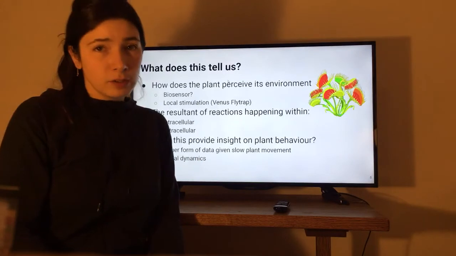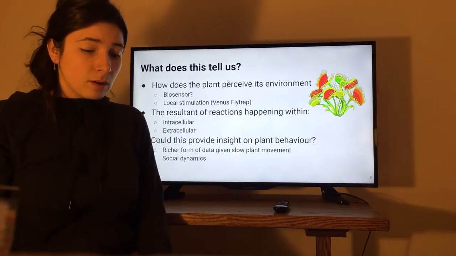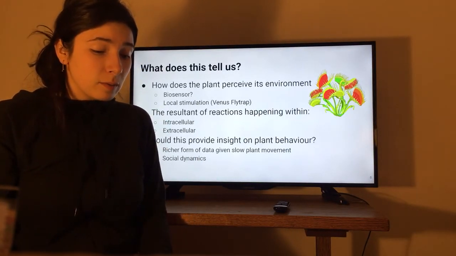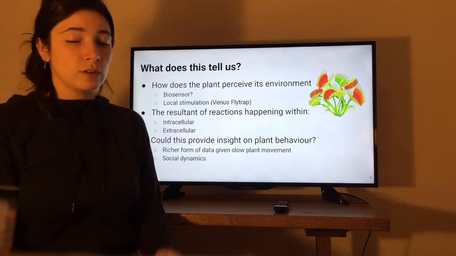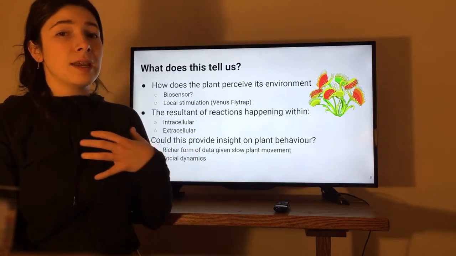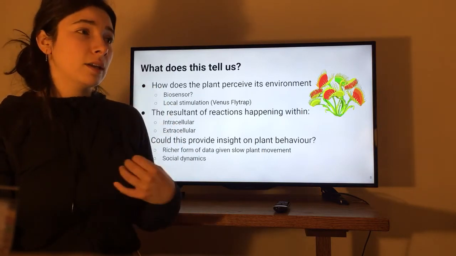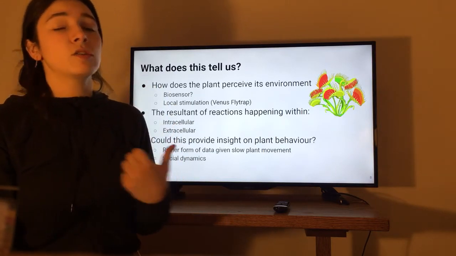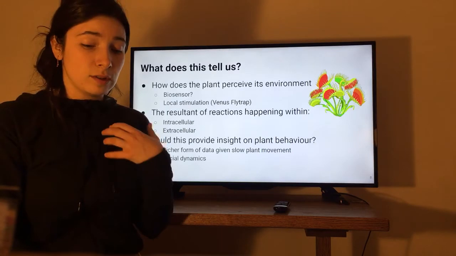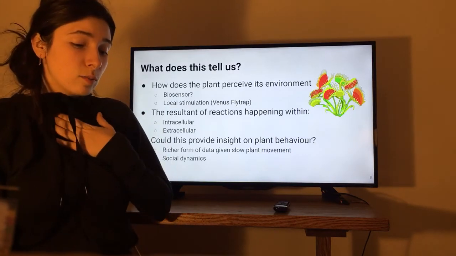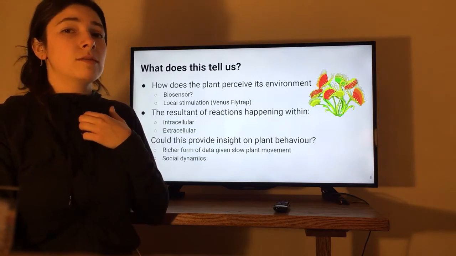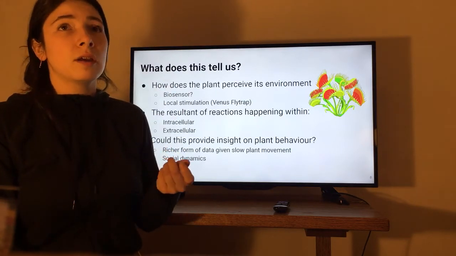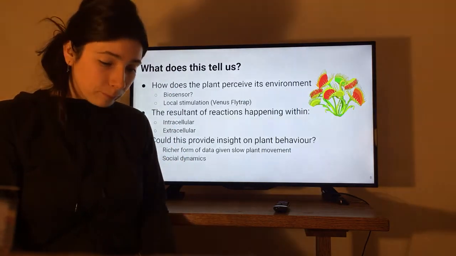So what do the electrical signals tell us? Maybe it can tell us a little bit more about its environment, and that's what I tried to show in the last slide: any external stimuli can give that, and that external stimuli can also be caused by its same species. It can also be local stimulation. That's another example. So think about the Venus flytrap that is closing in when it senses movement near it.